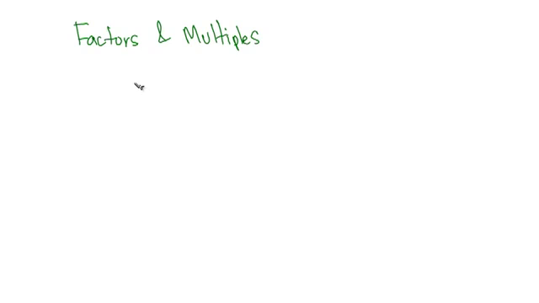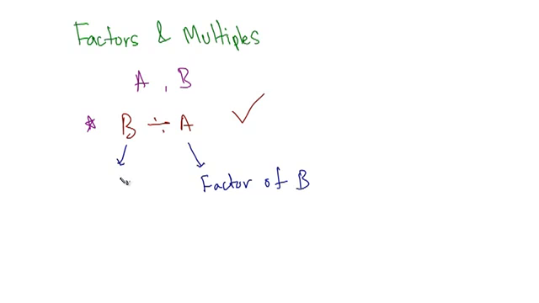So let's say that there are two numbers a and b, and the condition that is given is that b is divisible by a. So if this holds true, that b is divisible by a, then a is going to be a factor of b, and b is a multiple of a. So if anyone says that a is a factor of b, it means that a can divide into b. Or if someone says that b is a multiple of a, again it means the same.